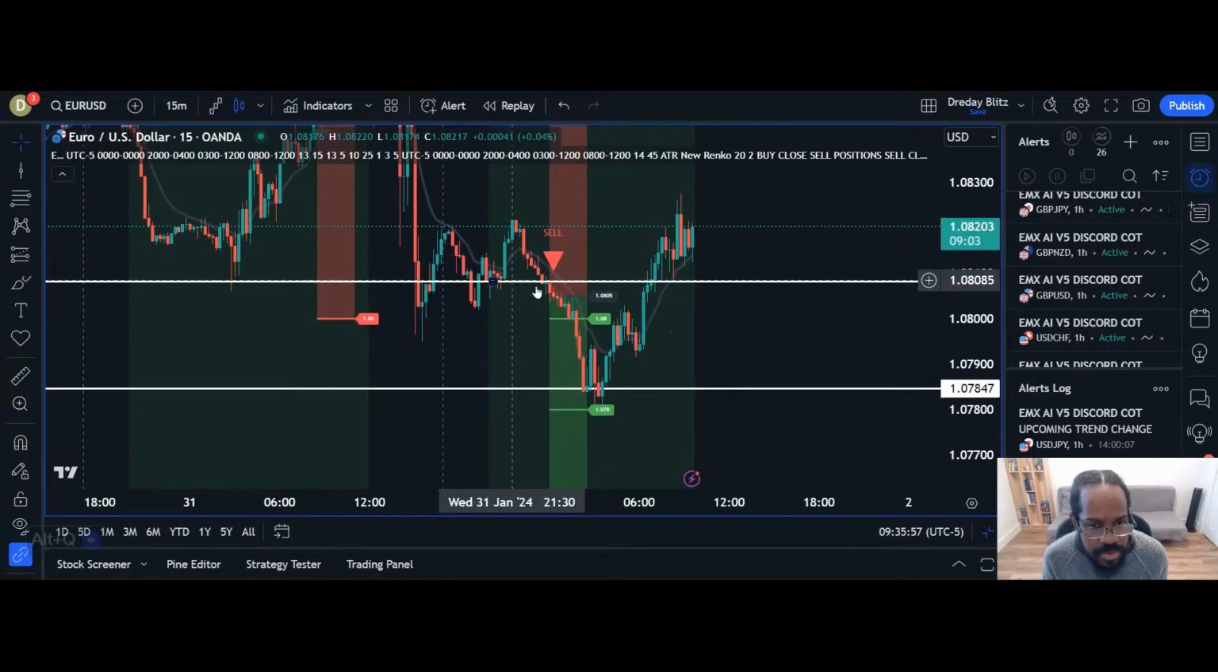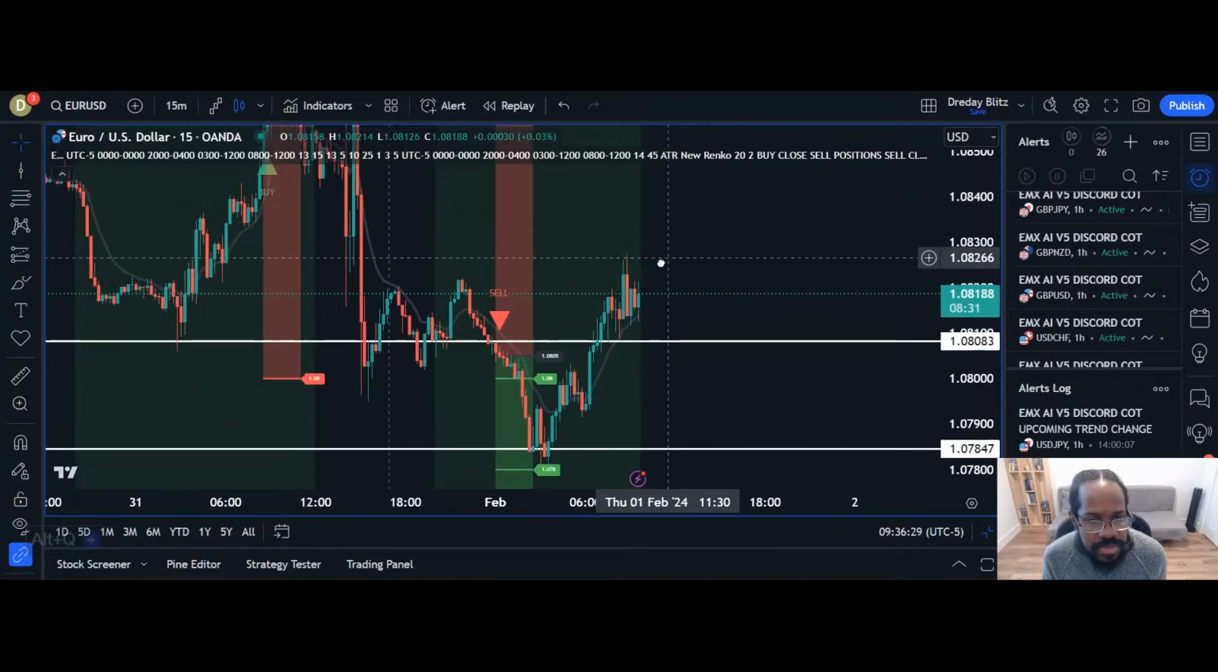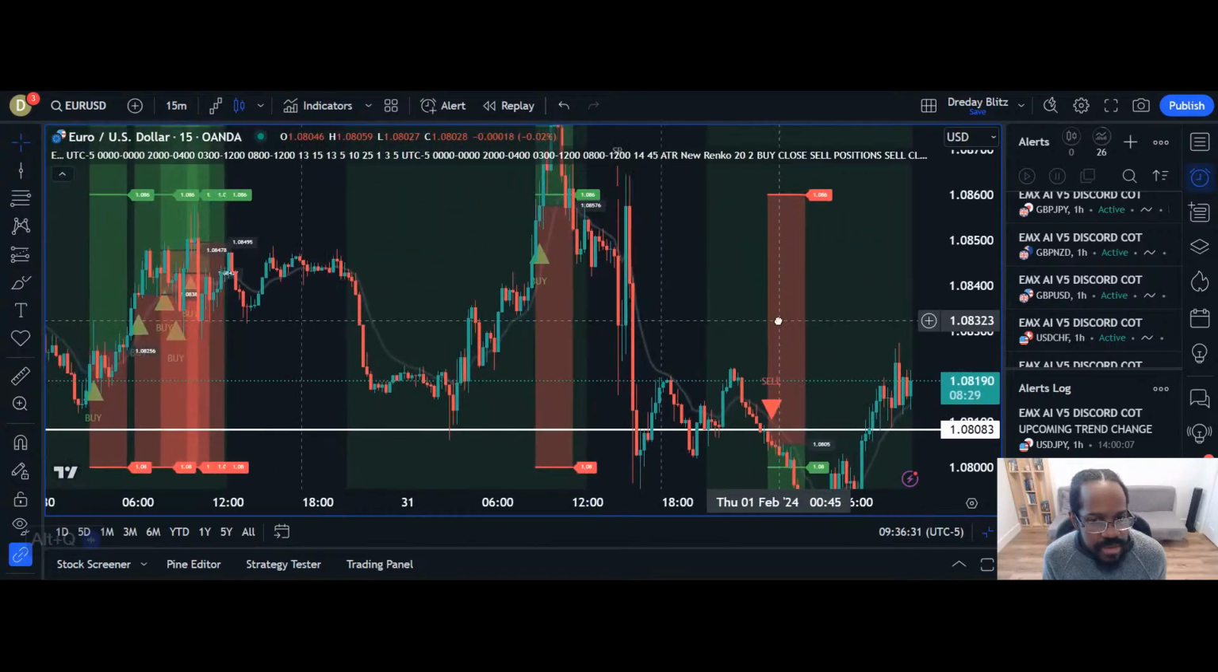This move was a perfect move here, right at the London session. That came in at, sorry, at midnight, 12:30 in the morning. It sold off, and then retraced back.